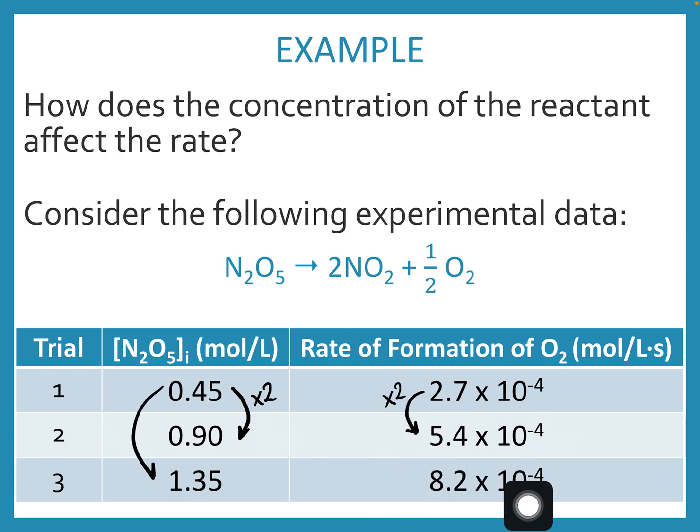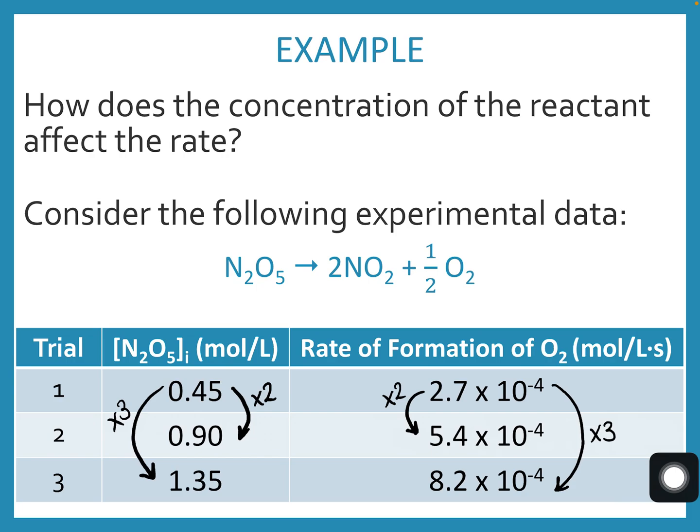So this concentration is 3 times greater than in the first trial, and if we take a look at the rate, it is also approximately 3 times greater. So 2.7 times 10 to the negative 4 times 3 is 8.1 times 10 to the negative 4, but with rounded numbers, depending on the instrument we're using, that could impact that. So that's close enough that it is 3 times as great there.